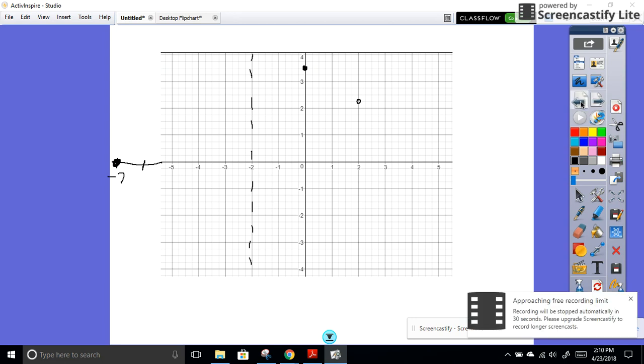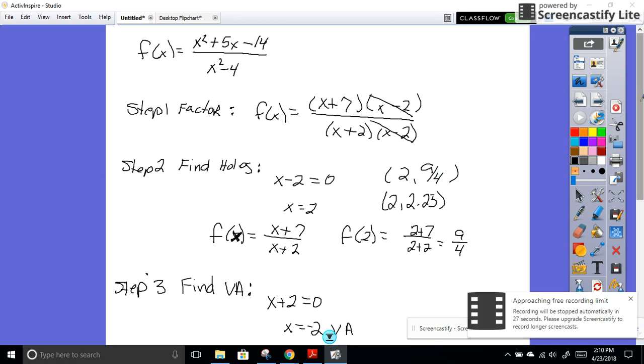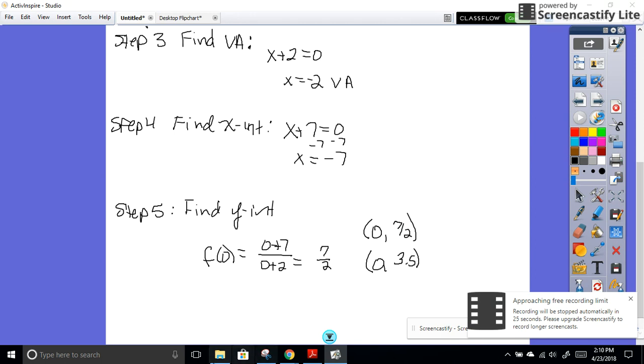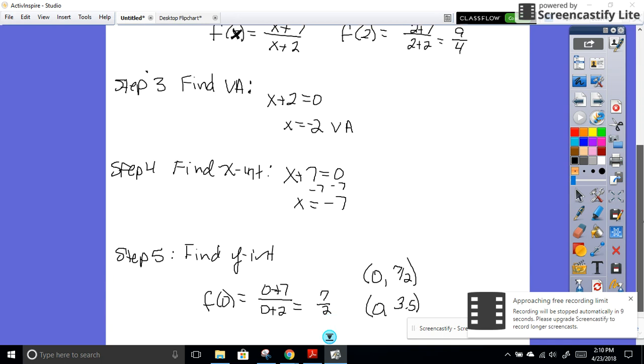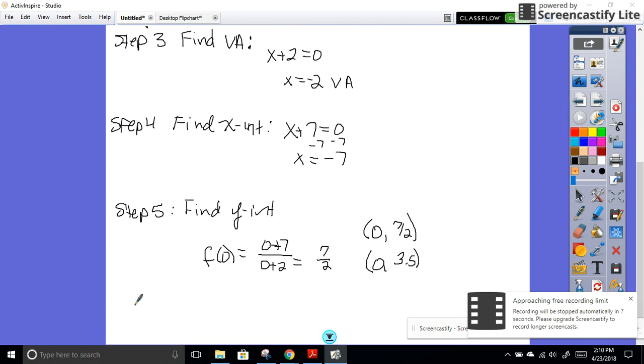I'm running out of time, but I think I'm going to have enough time. Step 6 is my end behavior. The exponents are the same, so it's the coefficients. The coefficients are both 1, so it's y equals 1. I'll finish this on the next video.